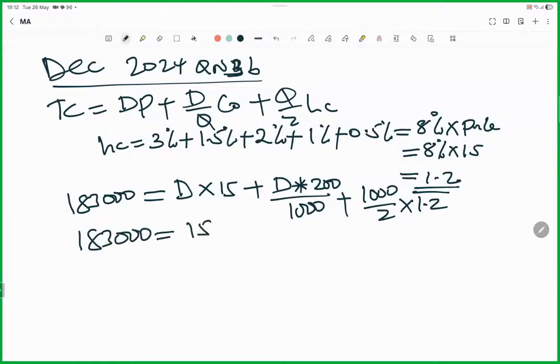183,000 equals 15D. Plus, this one will be 0.2D. This one will be 0.2D. How about this? 500 times 1.2. Is it 600? No. Can somebody give me this? Sure. Use your calculator.